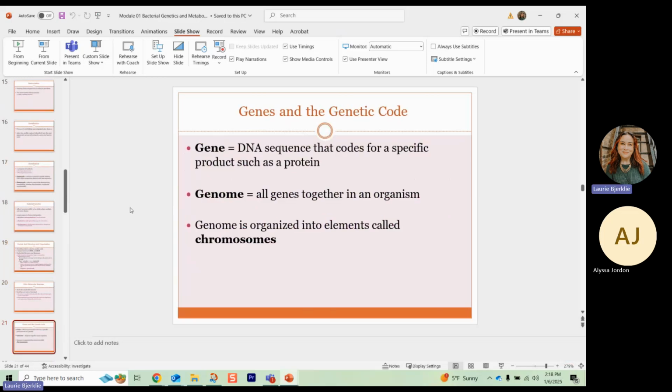All right, some terms that hopefully you are familiar with, but again, a reminder: a gene is a DNA sequence and it codes for a product. Like we have different proteins that we have to have in our body, so we have genes that code to make each of those proteins for us. Same with bacteria. A genome is all the genes together in an organism. And then again, that genome is put into what we call chromosomes.